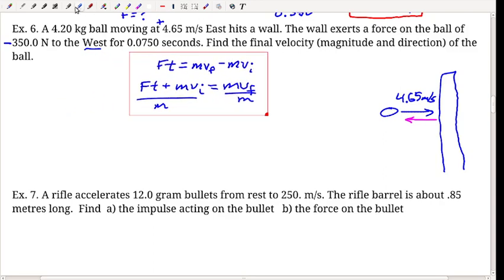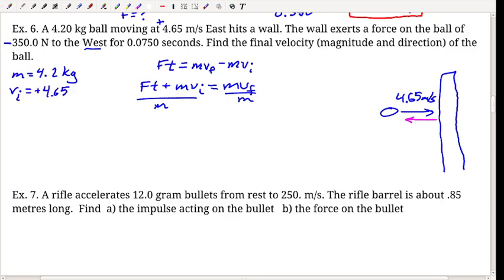Okay, so my mass, 4.2 kilos. Initial velocity plus 4.65 because it's going east. Wall exerts a force of negative 350 newtons because it's west, and time is 0.075 seconds.